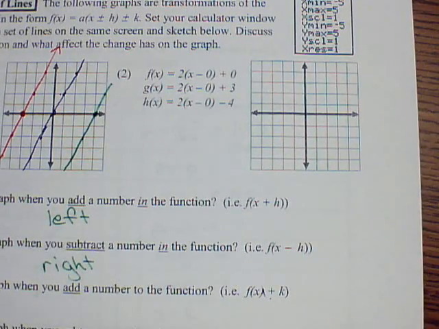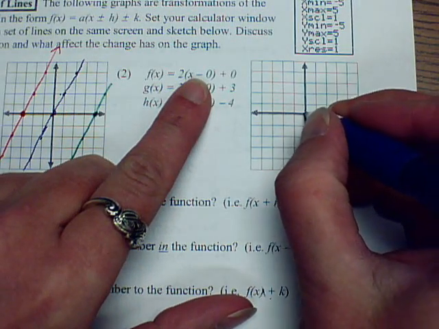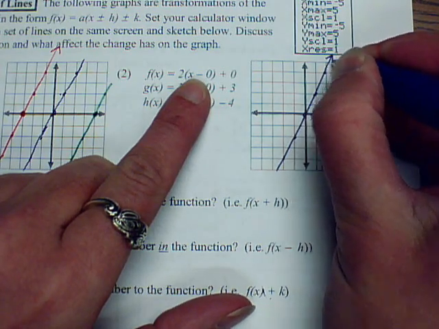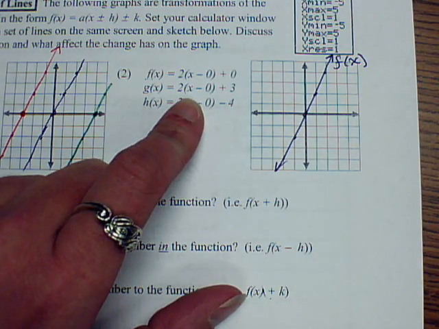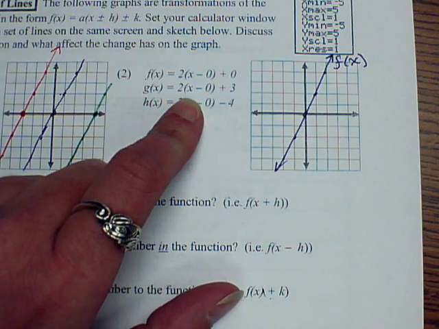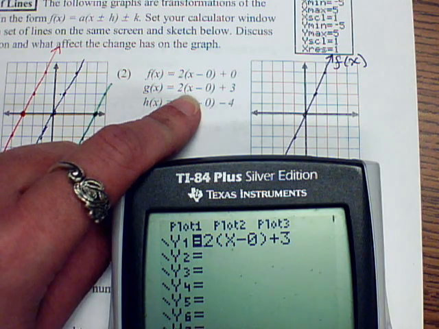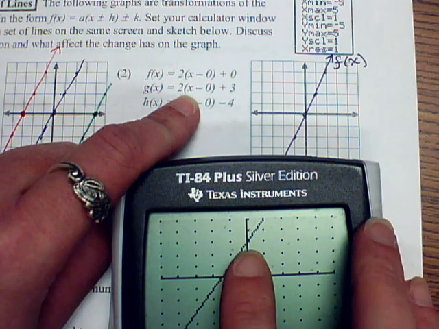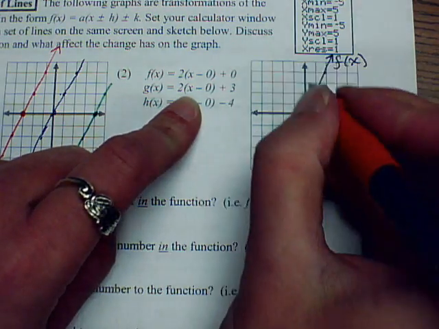Let's see what happens here. Here's that basic one. It's the same one we graphed over here. So I know what that one looks like. Looks like this. Here's that first one. There's that f(x). Now let's see what happens when I go in and change it instead of plus 0 to plus 3. Still got the same slope, doesn't it? But it looks like it's crossing up here.